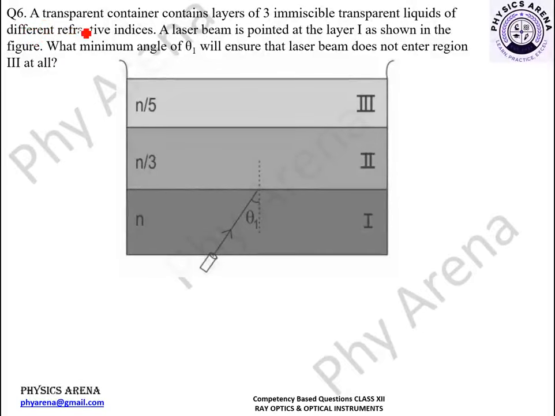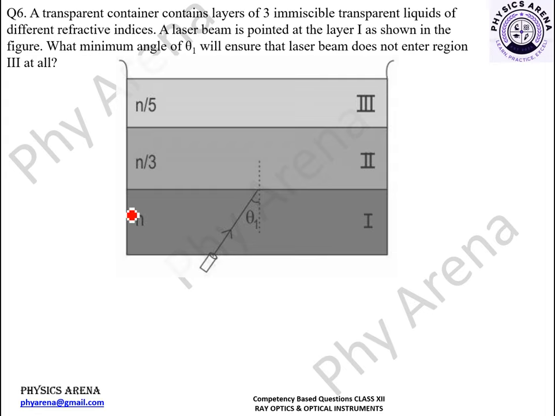Question 6. A transparent container contains layers of three immiscible transparent liquids of different refractive indices. A laser beam is pointed at layer 1 as shown in the figure at an angle theta 1, and we need to find the minimum value of this angle theta 1 that will ensure that the laser beam does not enter region 3 at all.